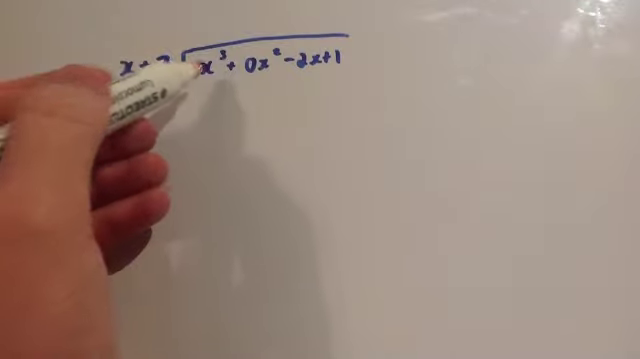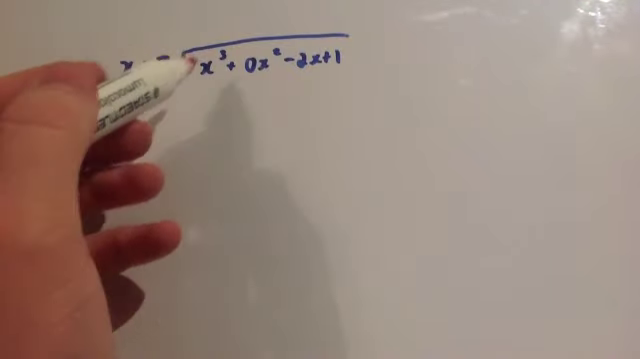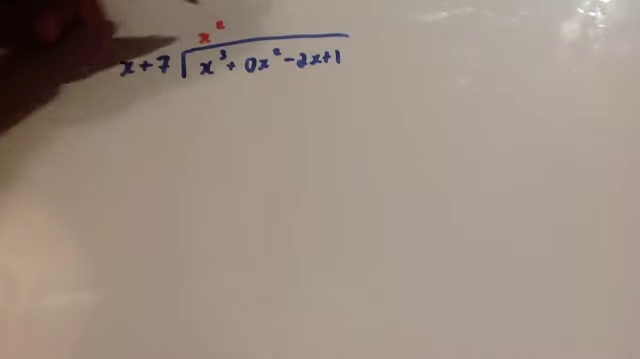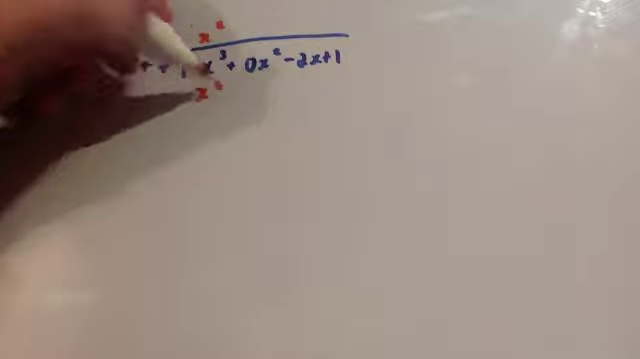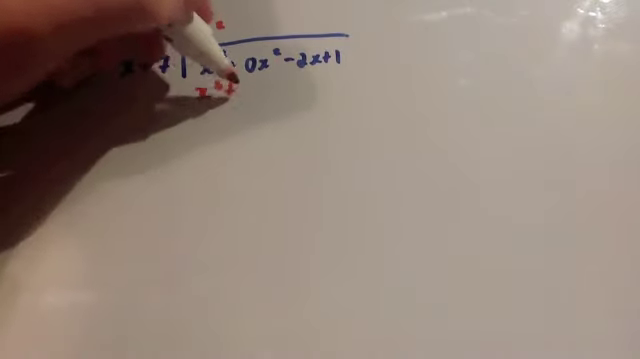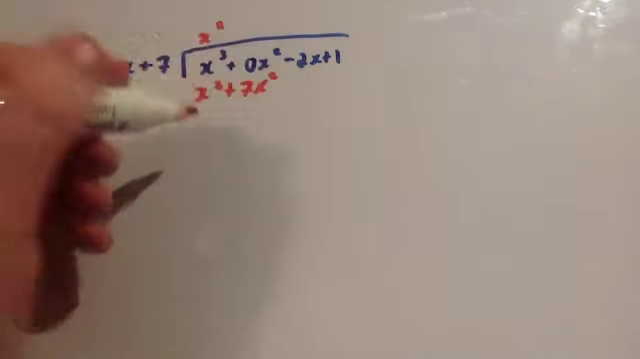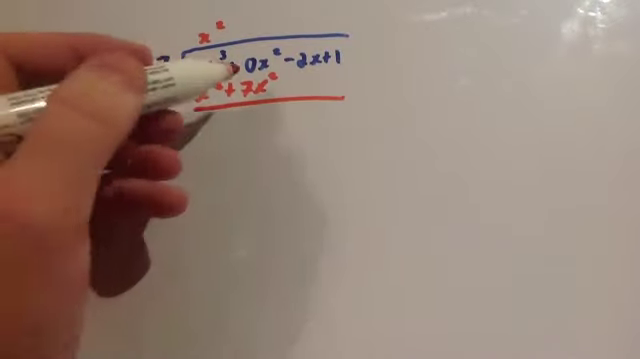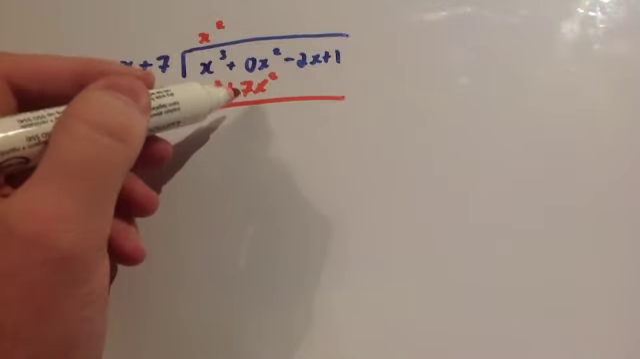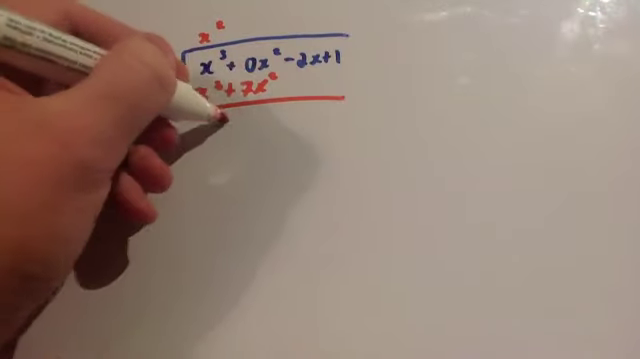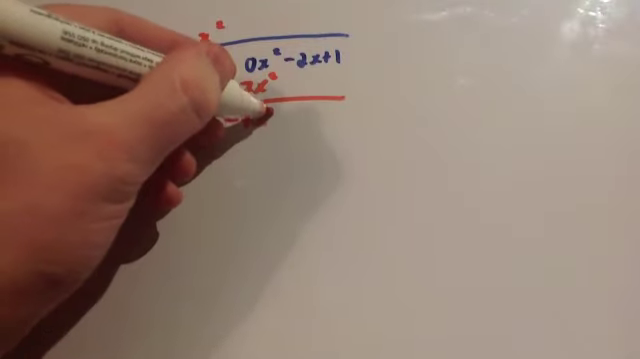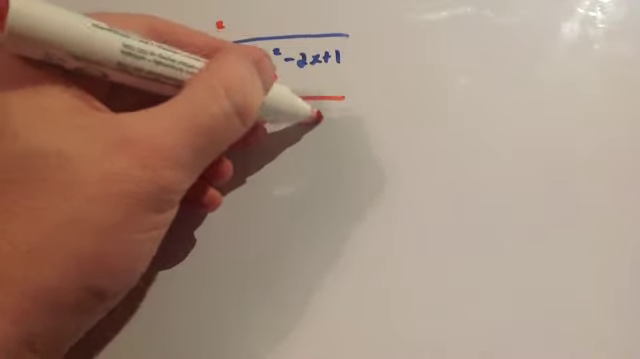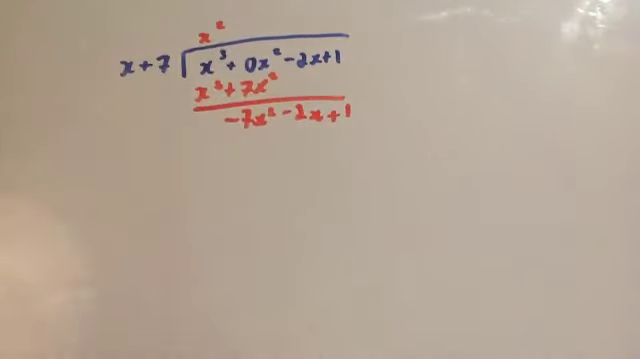So x cubed divided by x is x squared. Again, remember you multiply, so x squared times x is x cubed. x squared times 7 is plus 7x squared. And we're going to take them away. x cubed take away x cubed, 0. 0x squared take away 7x squared would be minus 7x squared. Minus 2x take away nothing is minus 2x, and 1 take away nothing is plus 1.